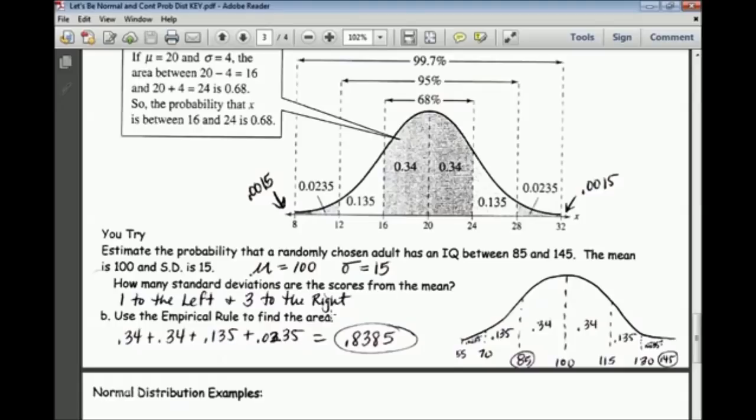The mean is 100. So if I went left 1, that would be 85. Left 2 standard deviations, I'd be down to 70. Left 3 standard deviations, so negative 3 standard deviations, I'd be down to 55. Positive 1 standard deviation, I'd be up to 115. Positive 2, 130. Positive 3, 145. So this range, 85 to 145, is 1 standard deviation to the left and 3 to the right. So if I take the area under the curve and add up those areas, that gives me the probability that it falls within that range. Does that make sense?